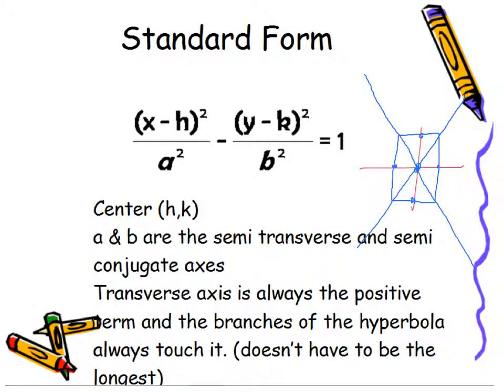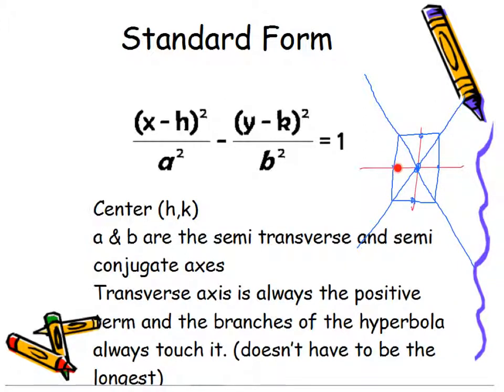It says here, the transverse axis is always the positive term. When you look at this, this is the positive term, and because of the minus sign, this is the negative term. That won't always be the case. Sometimes you'll have your y value on the first fraction and your x value on the second fraction. If that's the case, then the y would be the positive term. So the transverse axis is always the positive term. In this particular example, based on this equation, the x is the positive term. And so this is my transverse axis.